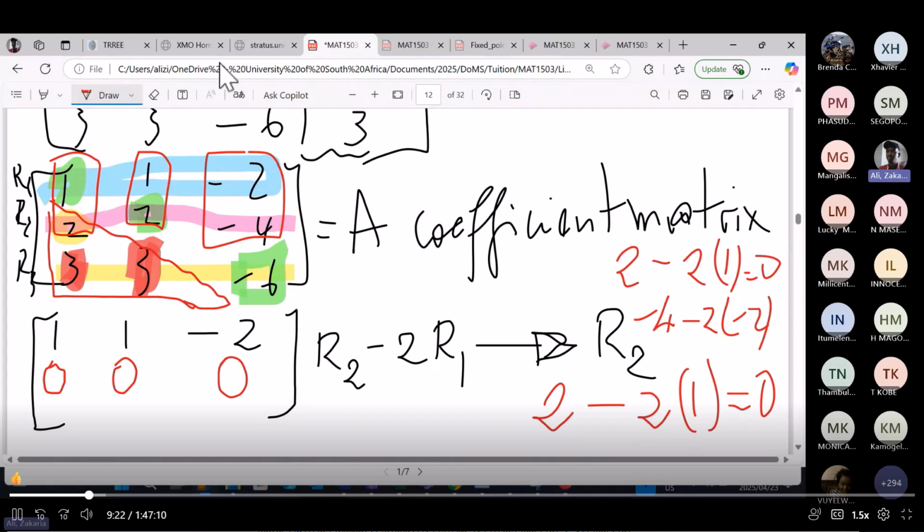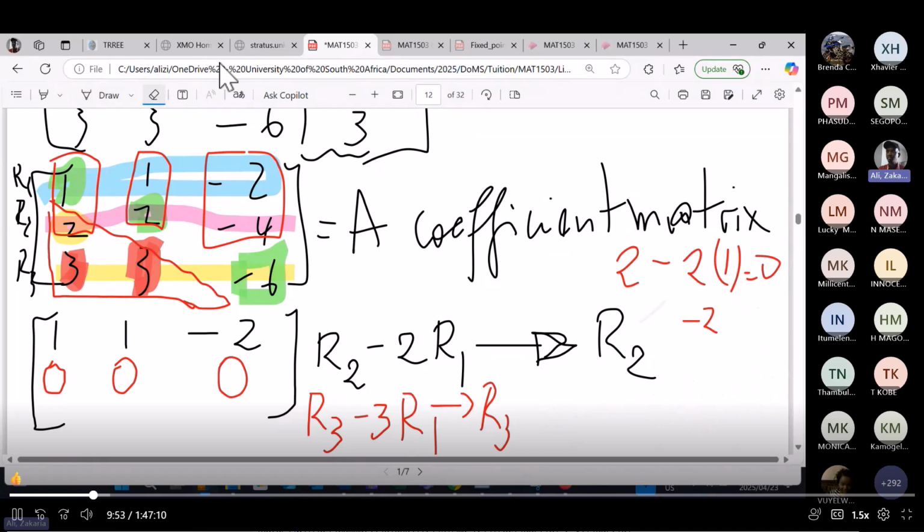Then I'm tempted, inside row number 3, since the first element of row number 3 is 3, to say row number 3 minus 3 times row number 1, because the first element of row number 1 is 1. So if I have 3 minus 3 times 1, I'm going to get another 0. Then I put this result into row number 3. Can you see something that looks the same, some similarity in a sense?